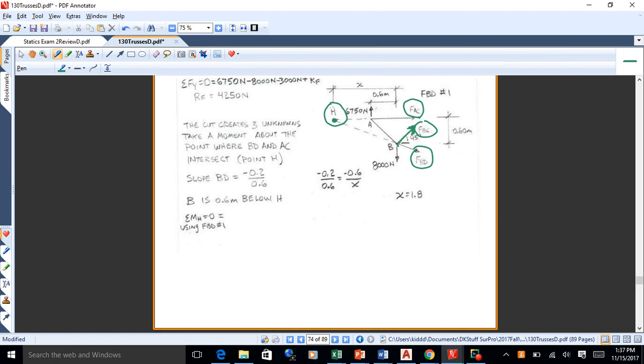And it shouldn't be too awful bad because I know that AC is horizontal, and then I can figure out the slope of BD. BD drops 0.2 over a run of 0.6. So there's the slope of BD. What I want to do is figure out when that gets up to this horizontal line, how far over will it intersect the horizontal line? That's what I want to figure out.